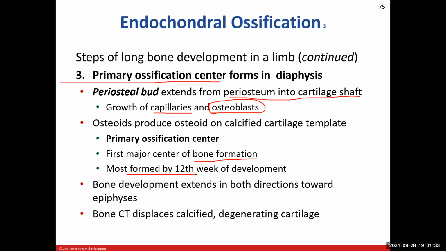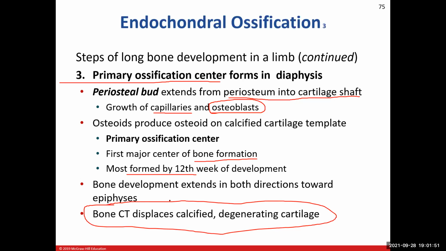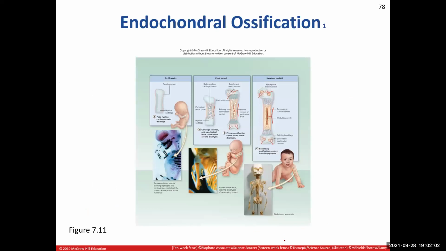And so it starts in the middle of the diaphysis and it extends towards either end of the bone. If you recall the names of those structures, those are called the epiphyses. And basically, what we're going to see from here on out is bone is going to come in and replace the calcified, degenerated cartilage. So it starts off in the diaphysis. So that's what we're going to see here in step 3.